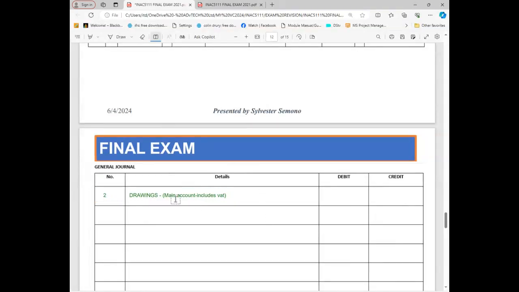So remember, the drawings is the main account. It must include VAT. So how much is the amount for drawings? Remember, that amount for drawings must be debited. That's how much. Let's see. This is what is debited. Remember this amount. Remember the calculation that we had before.